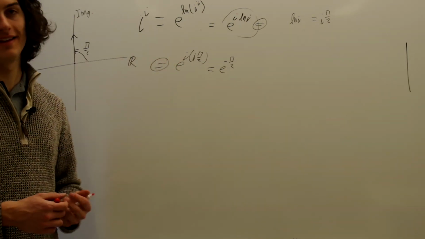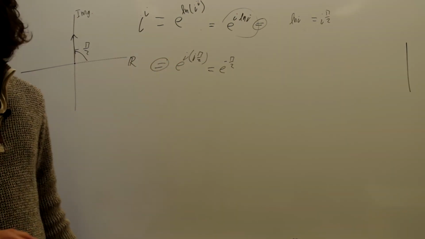i to the i is equal to e to the negative pi by 2. Wow.